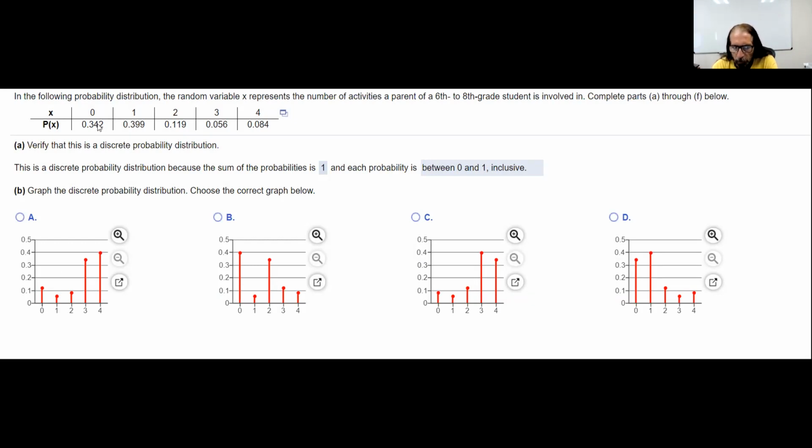And notice how from 0 to 1, the value increases a little bit. Then we have a sharp decrease, another decrease, and then an increase. So the only place I'm seeing that is here with part D, and getting more specific, right here, 0.3 something, but a lot closer to 0.4. 0.119, that's just a little bit above 0.1. 0.056, it looks like it's a little more than halfway between 0 and 0.1. So I'm going to choose choice D.